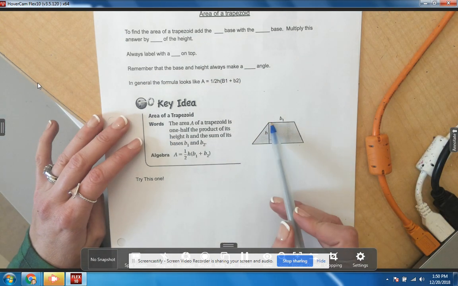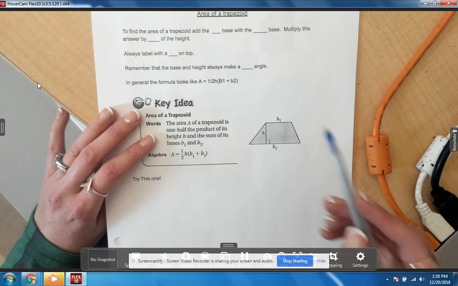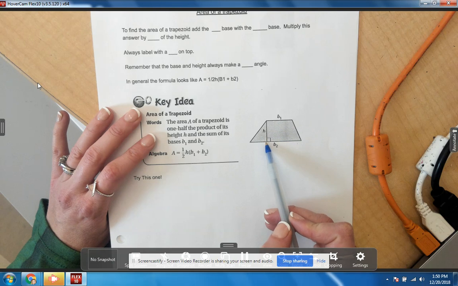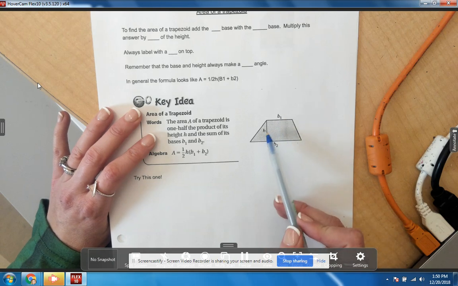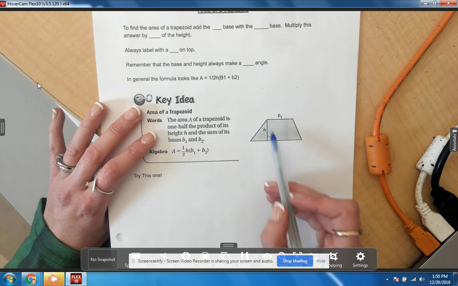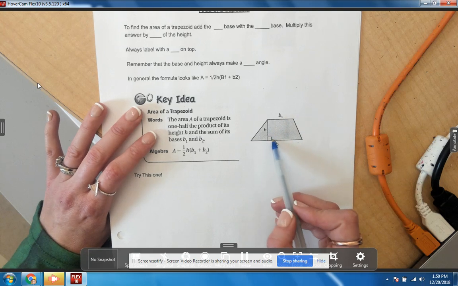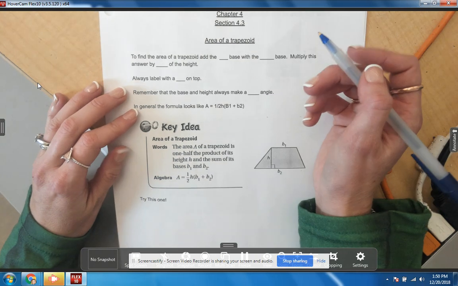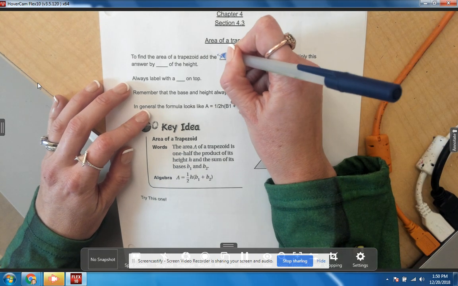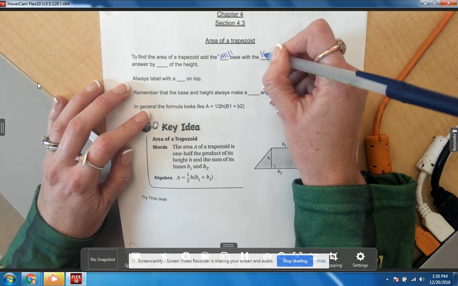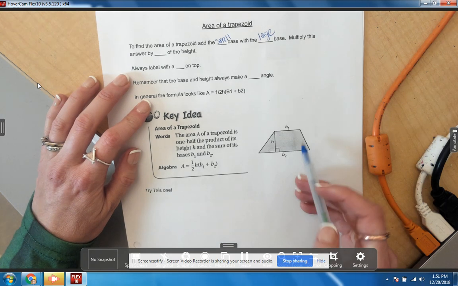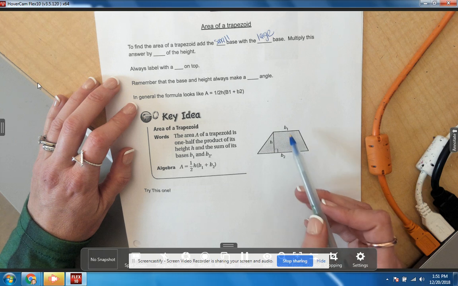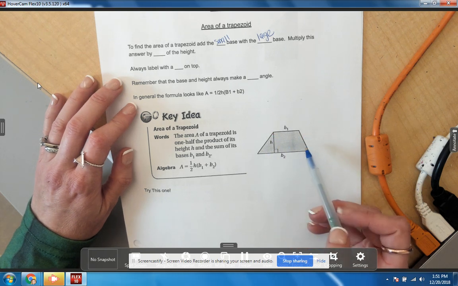Okay, so your 2 bases are parallel, and the height is a straight line from one base straight down to the other base. So you need the big base, the little base, and the height. And again, the base and height always have to make that 90-degree angle. So let's see if we can figure out this formula. It says to find the area of a trapezoid, add the small base with the large base, also known as B1 and B2. It doesn't really matter which one is which, as long as you add the two bases that are parallel to each other.